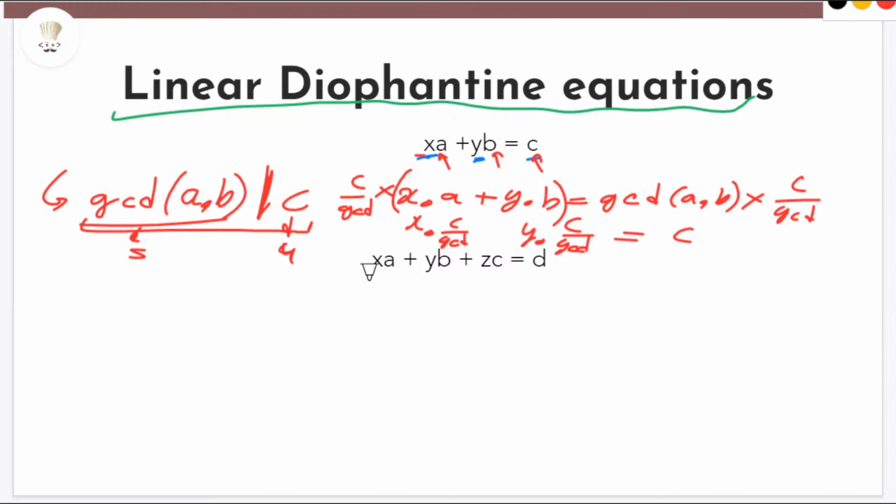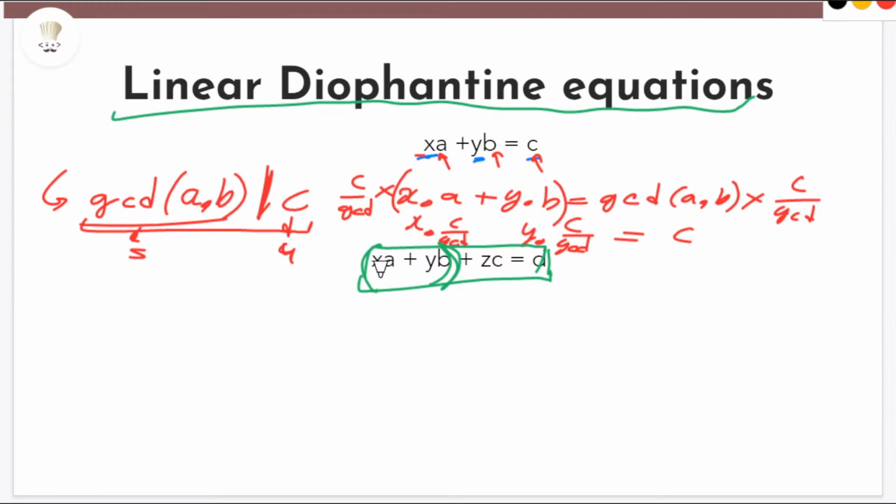Similarly, we can have linear Diophantine equations of more than two variables as well, like this one right here. xa plus yb plus zc is equal to d. This is another linear Diophantine equation. And to solve this kind of equation, what you do is you first solve this equation, right?